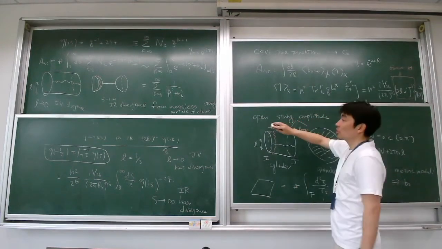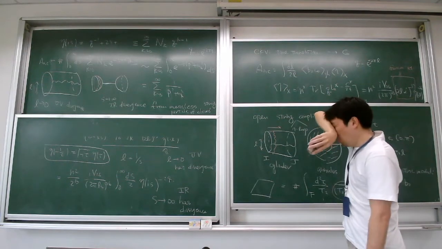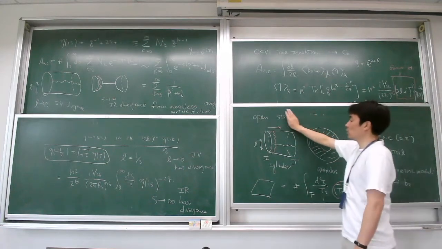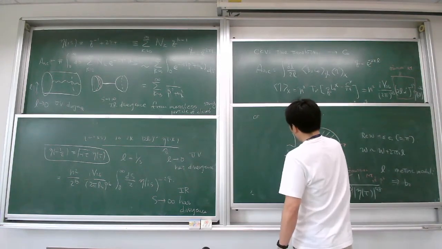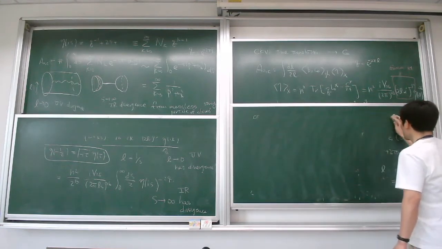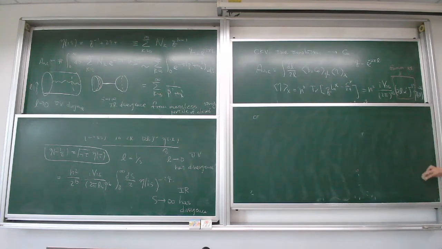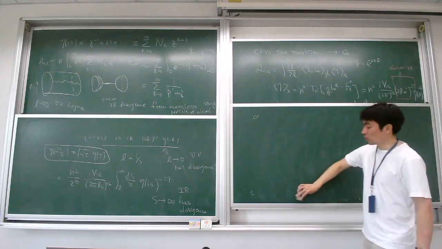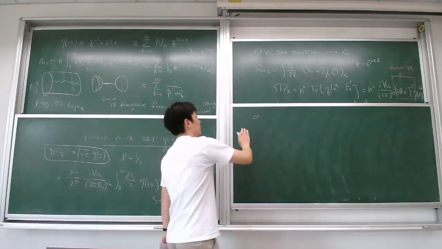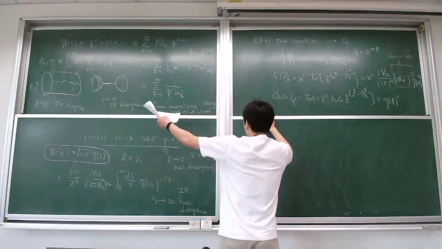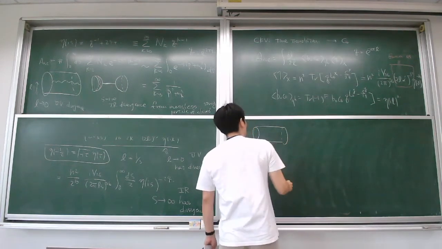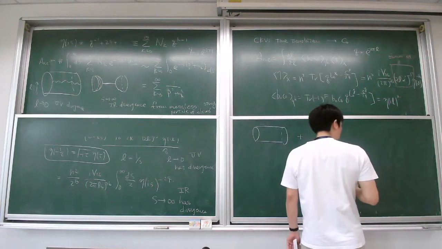So in addition to open string one loop amplitude, we need to consider two types of amplitude. One is the Klein bottle. The other is the Möbius strip. In addition to the cylinder, to cure this divergence, we will consider a Möbius strip.